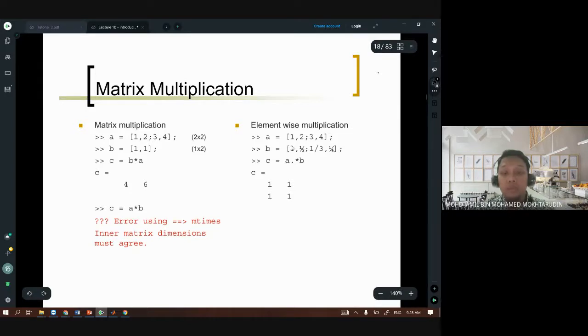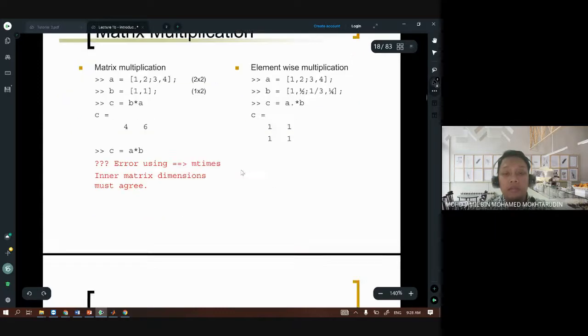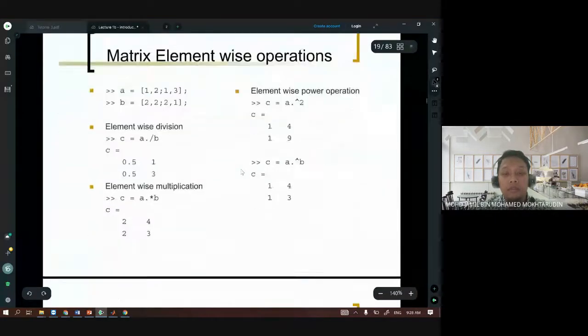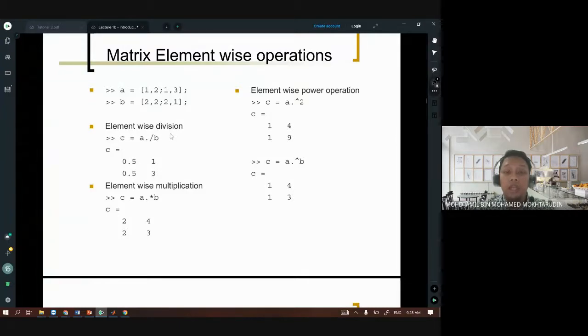Okay, so same with division. If we replace the star with division, we have dot slash. Here we only have slash. So this is an example of element-wise operation. Element-wise operation only works in multiplication and division. So here we have division, multiplication, and also power operation. Okay, power pun boleh element-wise.